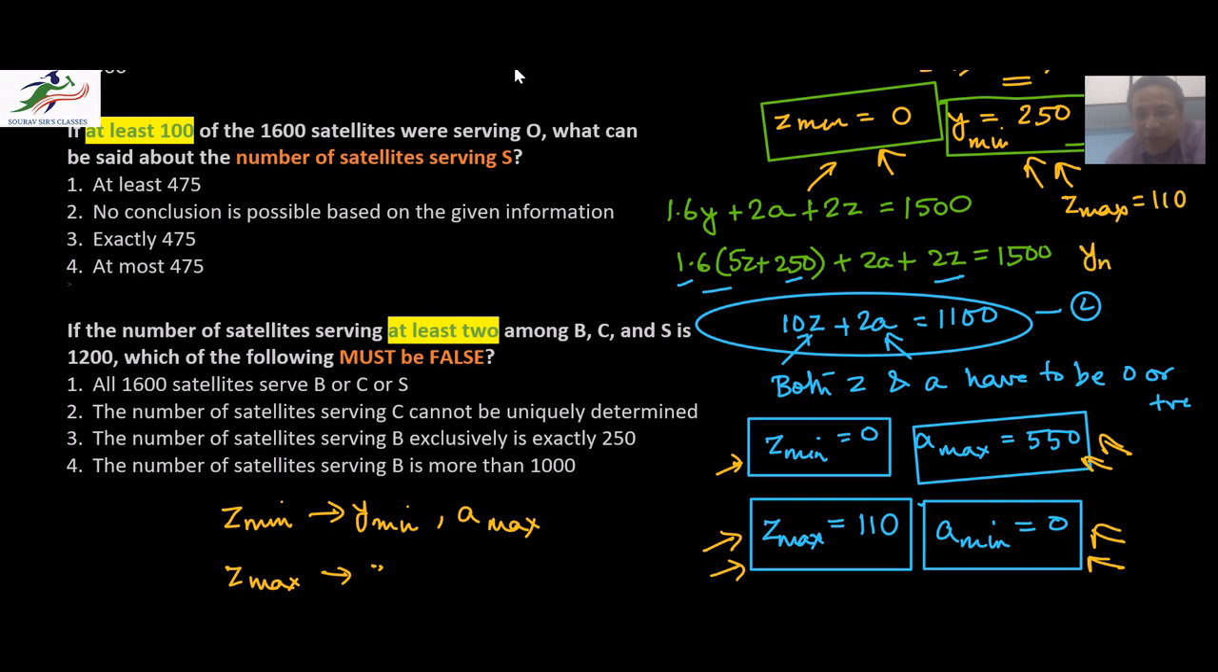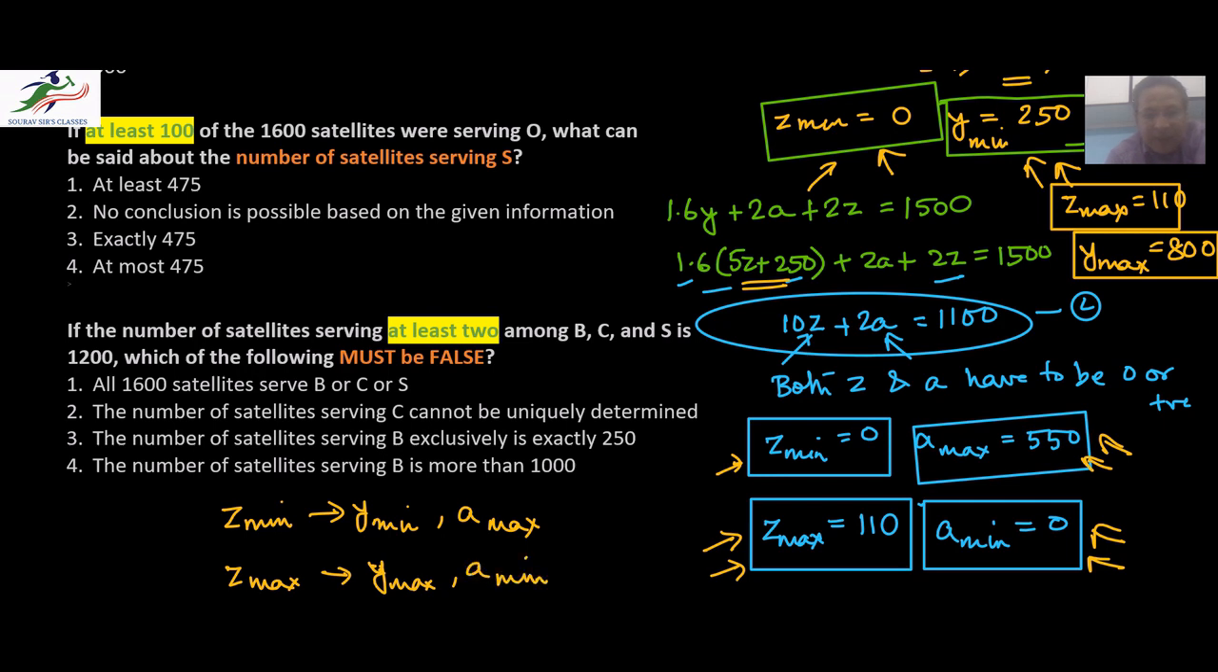So Y max will be 250 plus 5 into 110, which is 800, because 5Z plus 250 is Y. So when Z is 110, which is the maximum value it can take, Y will be 800. So Y max will be 800. So this will be Y max and A min.